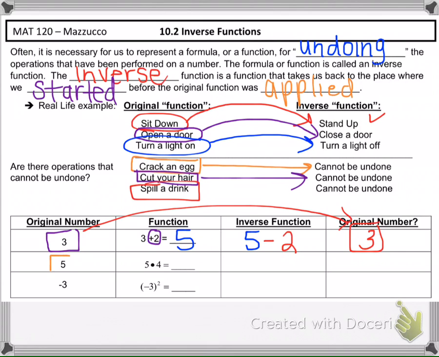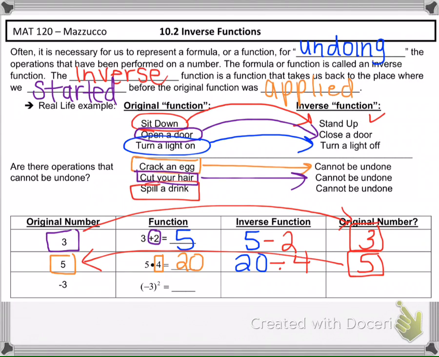Okay, so let's say our original number is 5. And let's say I take 5 and I multiply it by 4, now I'm at 20. Is there a way to get back to 5? If I multiply by 4, the inverse would be to divide by 4. And now we're back to that original number. So it has an inverse, multiplying by 4 and dividing by 4.